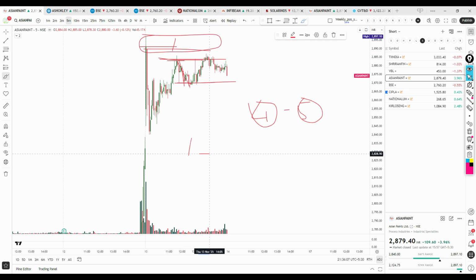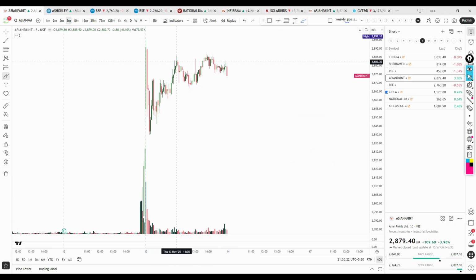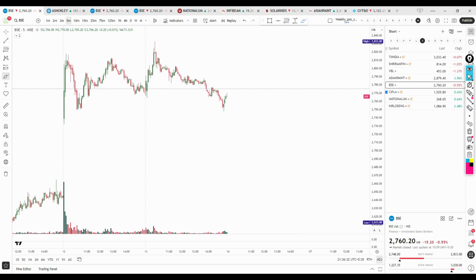Per lot 10 points. The lot size is 250. 250 into 10 points, 2500. You can aim for another 2000 here. It may fall, it may retest here. What I told, sometimes you may end up holding this position, so you always take the hedged positions here. Same way BSE also I mentioned.